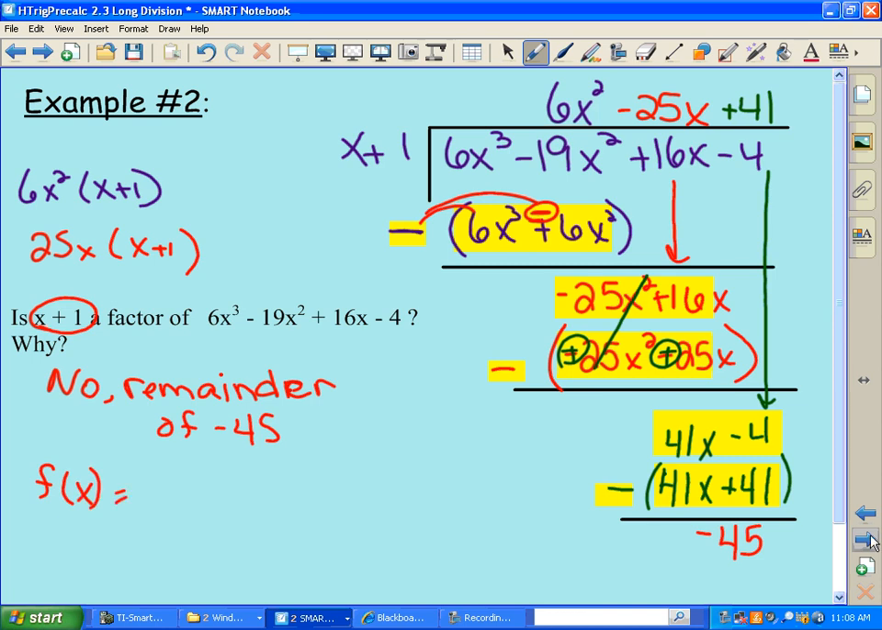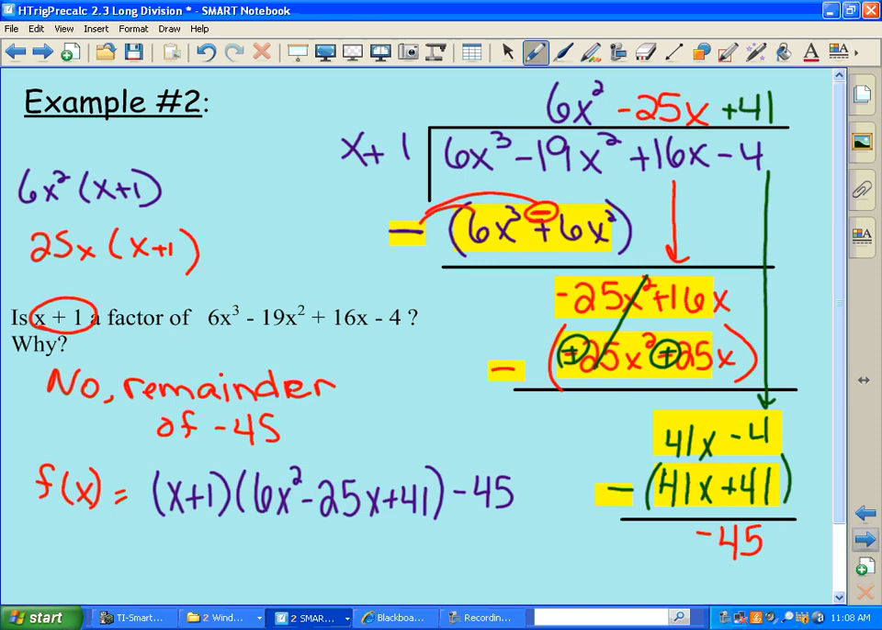We take what we divided with, x plus 1. You take your answer at the top, the quotient, 6x squared minus 25x plus 41. And then the last thing is the remainder, and that is minus 45. So this is saying that I can FOIL these, or multiply those two together, and then when I subtract 45, I'll go back to the original problem that I started with, my original function.